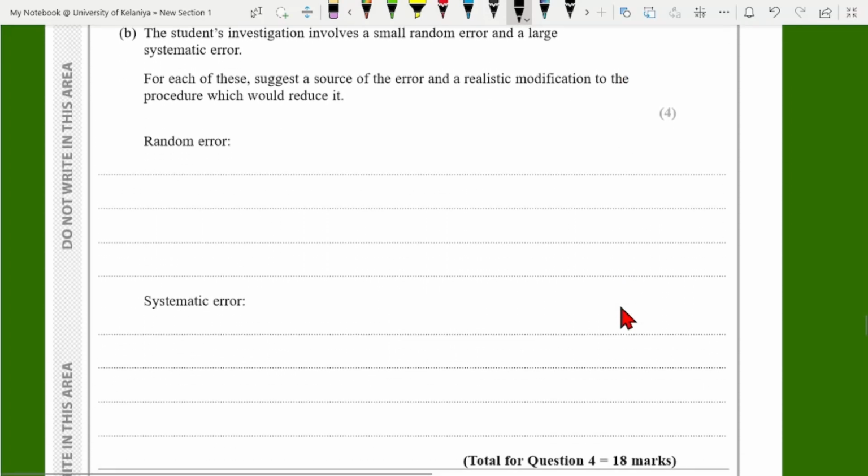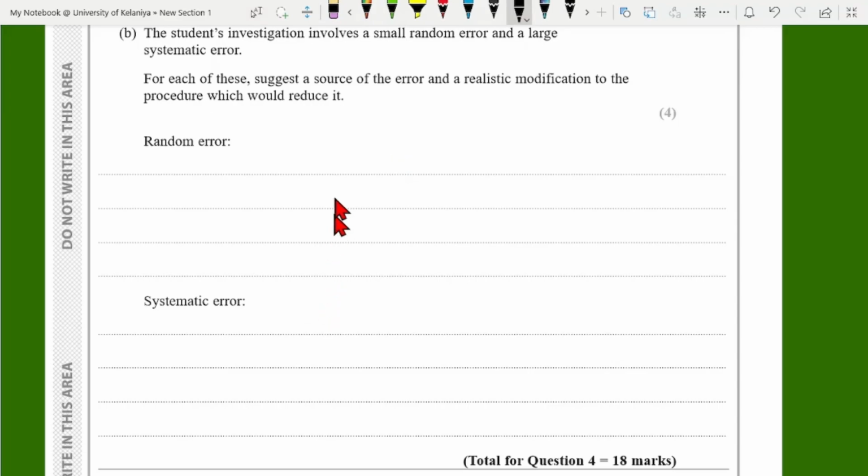The student's investigation involves a small random error and a large systematic error. For each of these, suggest the source of the error and a realistic modification to the procedure which would reduce it, right? I hope you know what random errors and systematic errors are. Random error is random for each and every measurement. We can't ensure what the error will be. Systematic error will be the same error for each and every measurement.